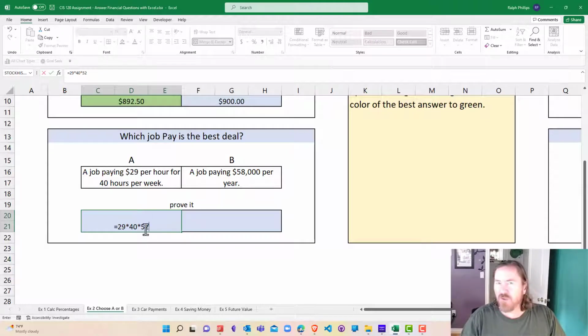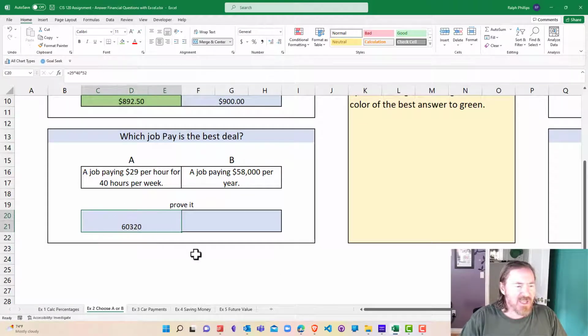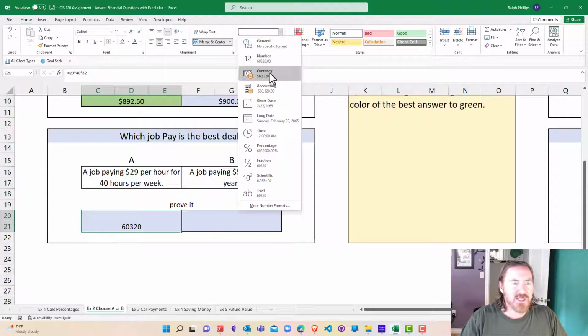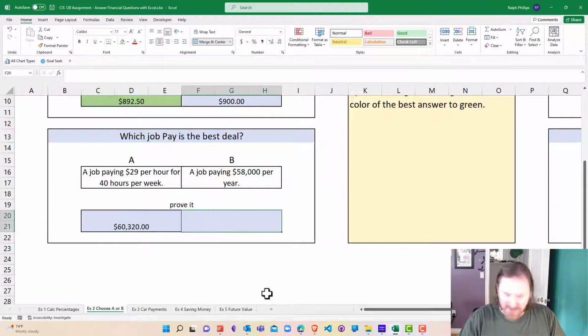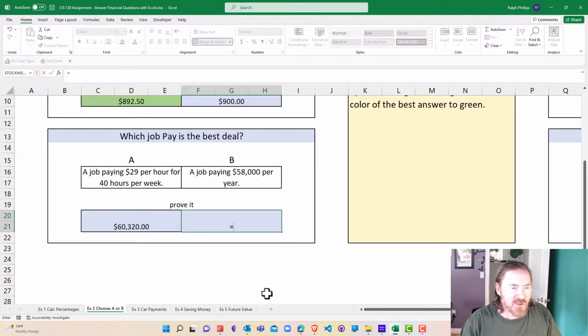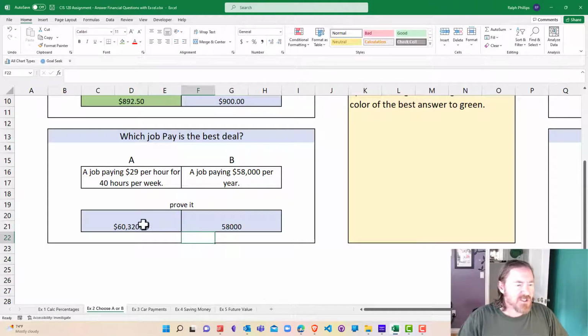However, if we go by the more accurate 52 weeks per year, we will see that this $29 an hour job is actually paying $60,320, I'm going to make that into a currency, compared to the $58,000. Now, this one's not too tough because we already know the annual amount here. So equals $58,000. And I'll just do a little format painter to bring that over. And I'm going to get rid of the decimals, I think.